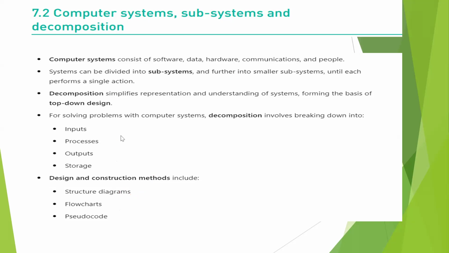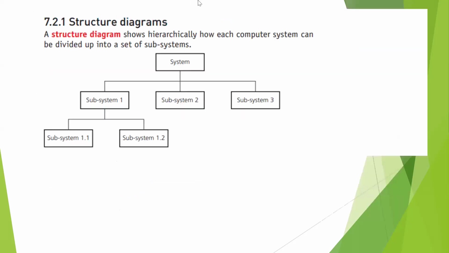Here you can see a structure diagram. This is the main system. It is divided into three subsystems: subsystem 1, subsystem 2, subsystem 3. And subsystem 1 is further divided into subsystem 1.1, subsystem 1.2. This is called decomposition. Got the point?